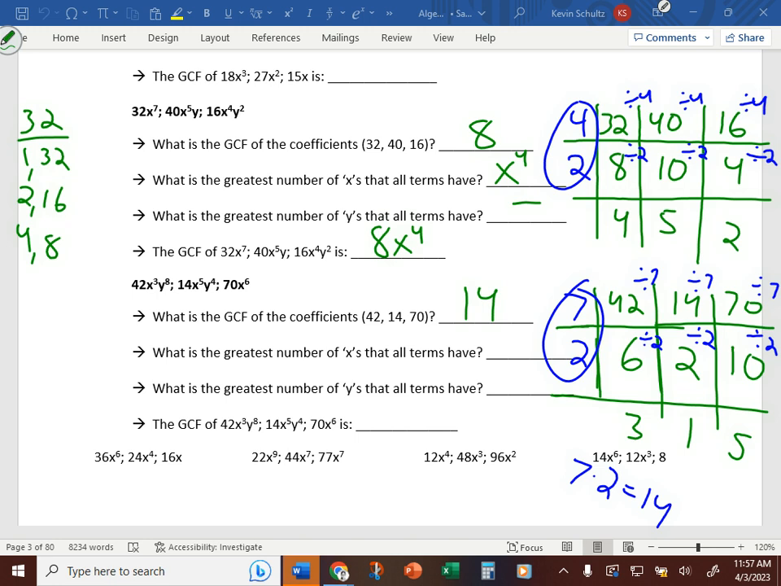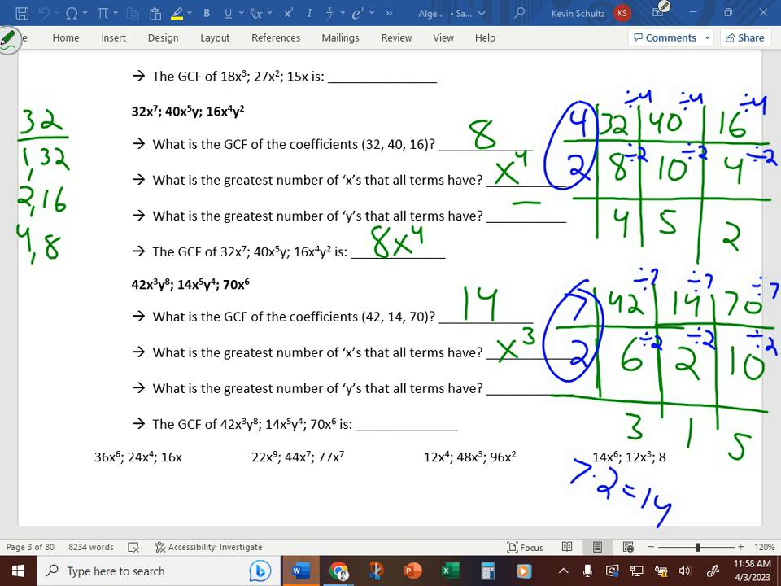Okay? So on the test, Jack, most people, if they don't pass this objective, it's because they get that coefficient wrong, because it's actually more difficult to find the GCF of the numbers than it is for the variables. Because for the variables, you just kind of have to look at it. You know, what's the greatest number of x's that all terms have here? The first one's got x cubed. The second one, x to the 5th. The third one, x to the 6th. What's the greatest number they all have? They all have 3. Right? Some have more, but they all have at least 3.